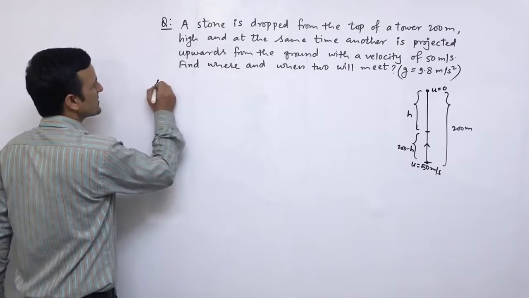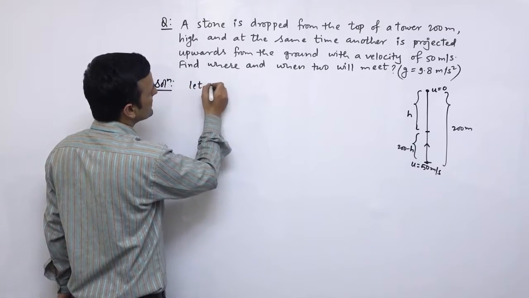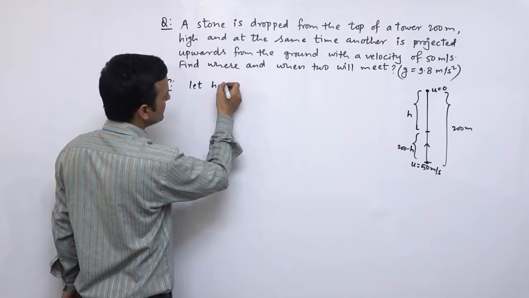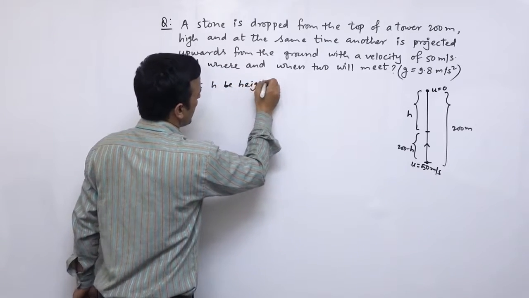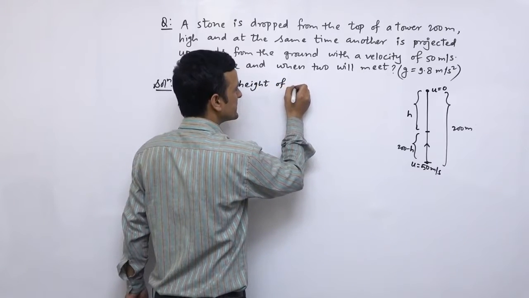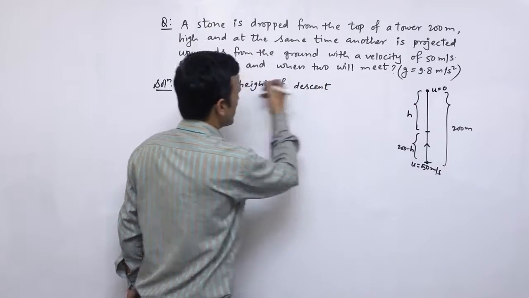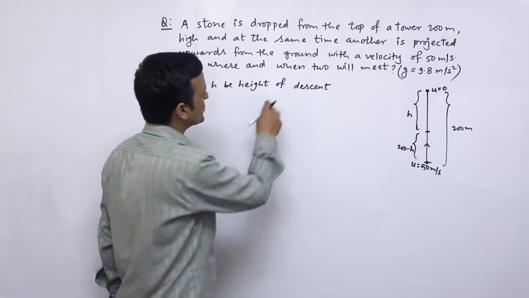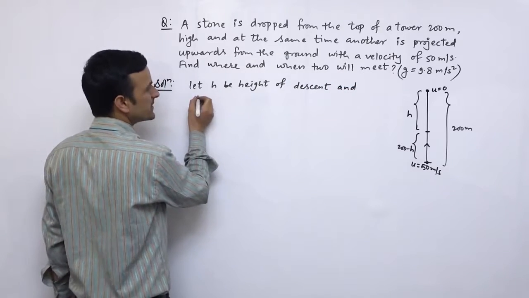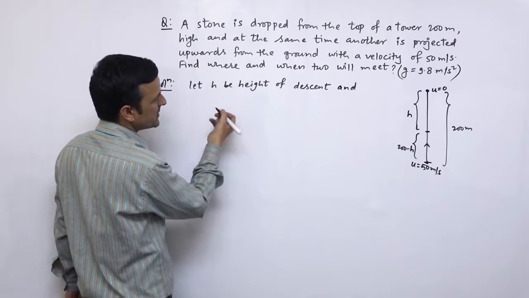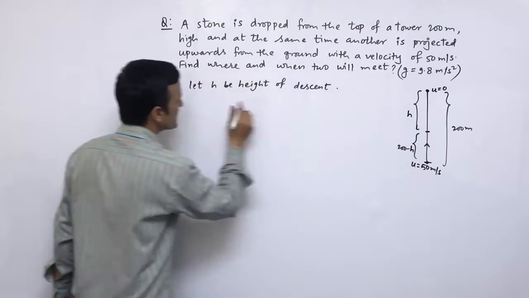So we can solve this question like this. Let h be the height of descent, the distance fallen, and t be the time. Height of distance only, write down distance.